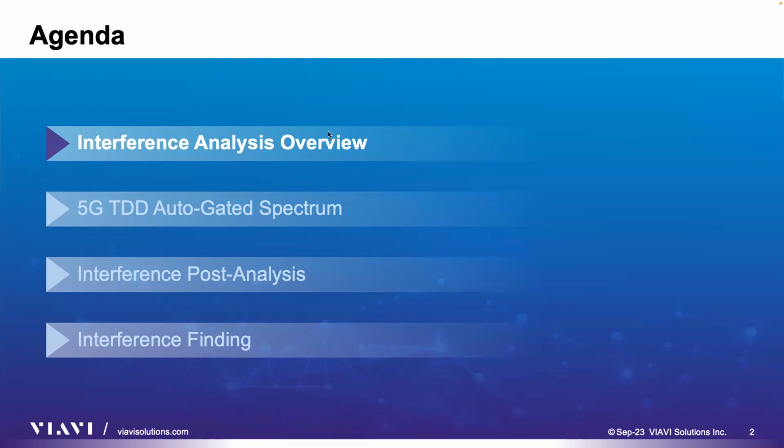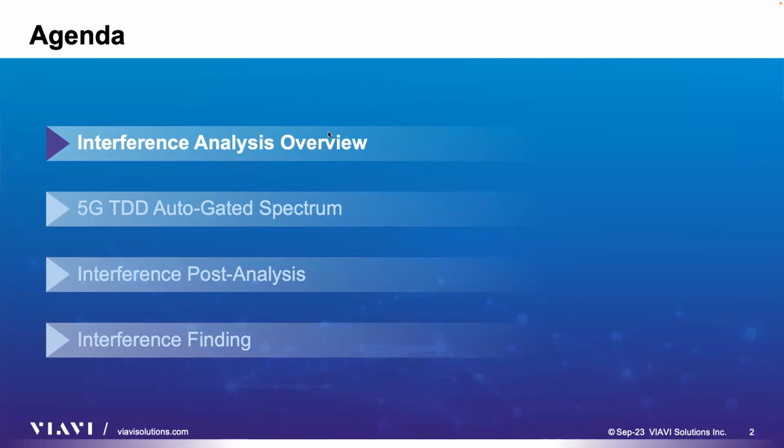Also, I'm going to be talking about interference post-analysis. One of the things that we have seen is that interferences are not always there, and are not static in frequency or time. For some of them, it's difficult to find them and to get the profile or to characterize that interference. So I'm going to show you a technique on how to analyze those intermittent interference signals. And after the characterization, we're going to talk about how we can find the source of interference.